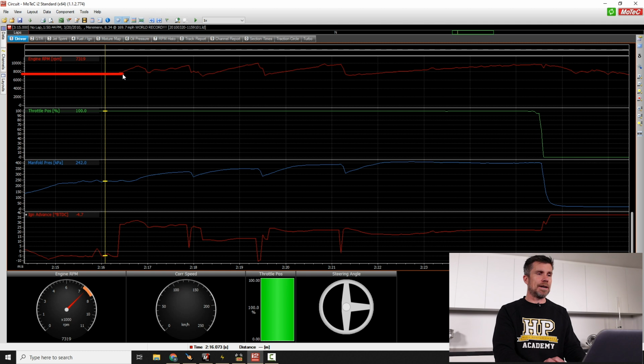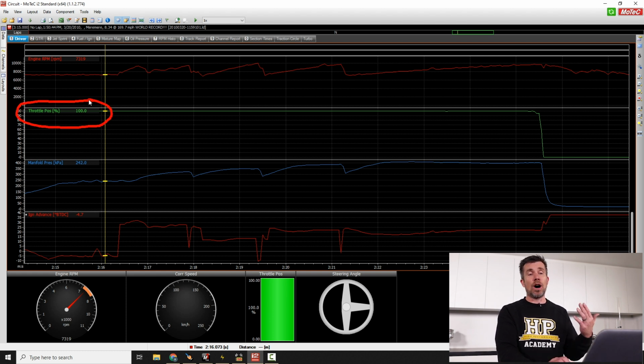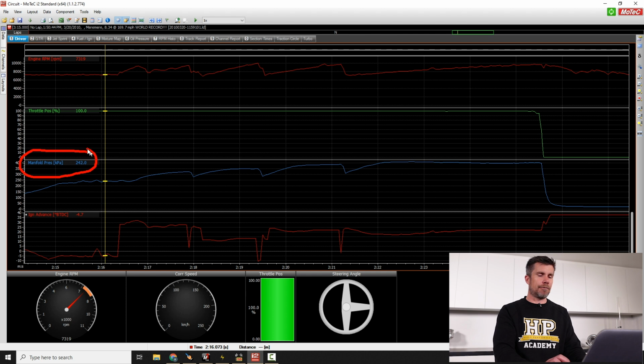You can see that that line is pretty flat. That's really important to get consistent launches. You can see that the driver's foot pedal or throttle position is sitting the whole way through there at 100% throttle. And what's interesting though is to look at what's happening with our manifold pressure.